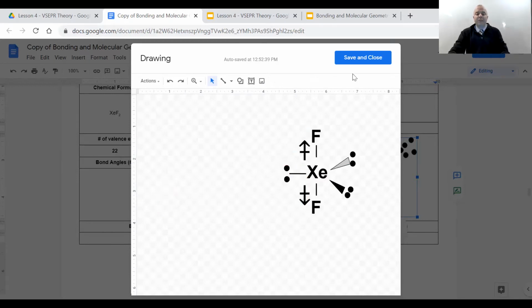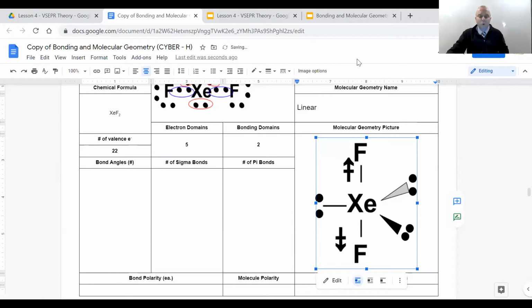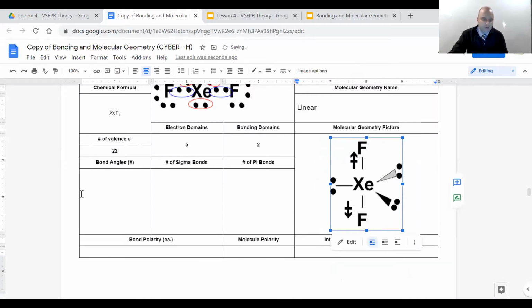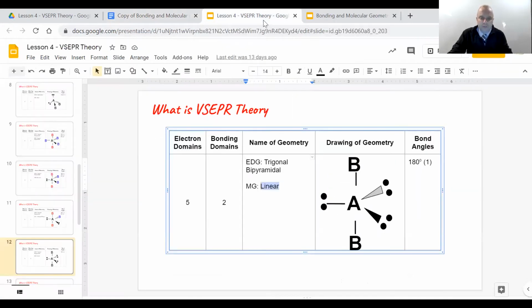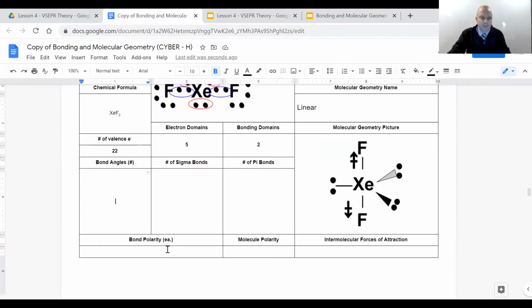Okay, so at this point, this is what our structure looks like. I'm just going to shrink this down a little bit. There we go. In terms of the bond angles, I'm encouraging you to copy and paste them from right here. So it's a single bond angle. So the fluorine-xenon-fluorine is a 180-degree bond angle. There are 2 sigma bonds. There are no double bonds in this. So for the bond polarity, we're going to write polar.